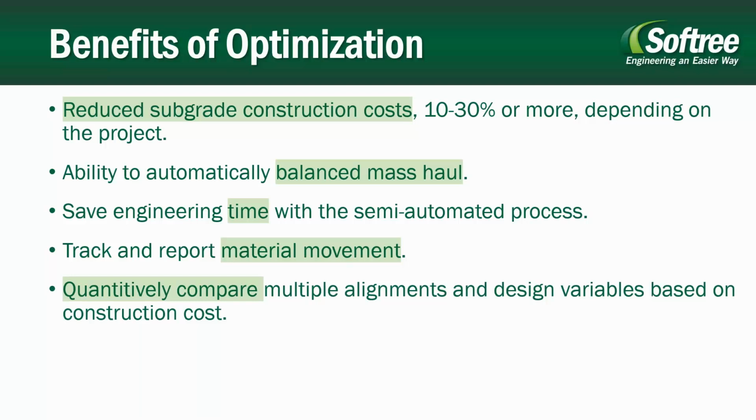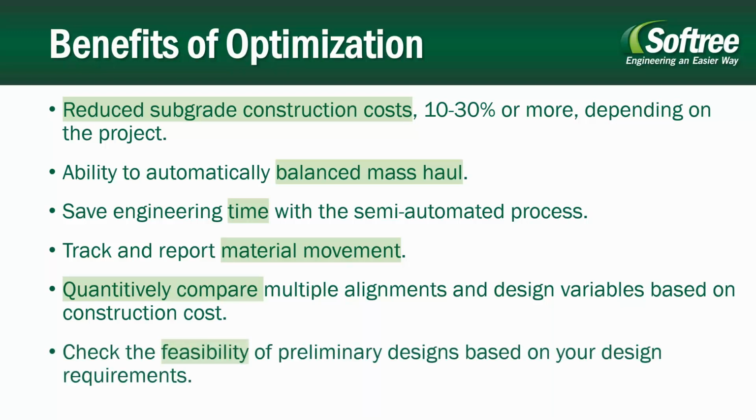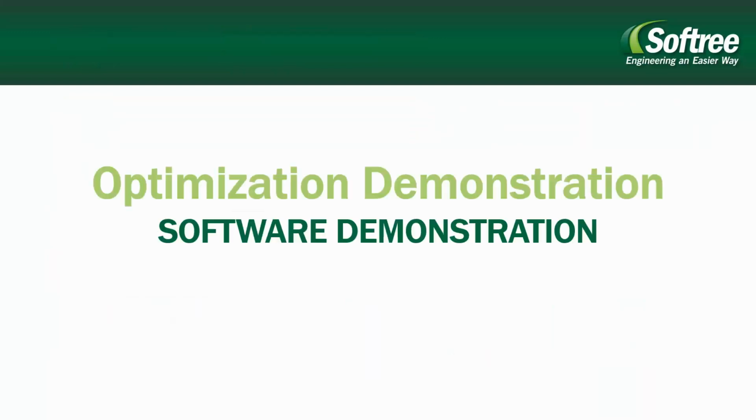Quantitatively comparing your alignments and your design variables. For example, if you look at a road with a lower K and a higher K, how do the costs compare? What impact does that have to your construction costs? And then the last piece is you can really quickly check the feasibility of a preliminary design to see if it meets the criteria by running it through Optimal. And with that, I am going to pass it over to Matt.